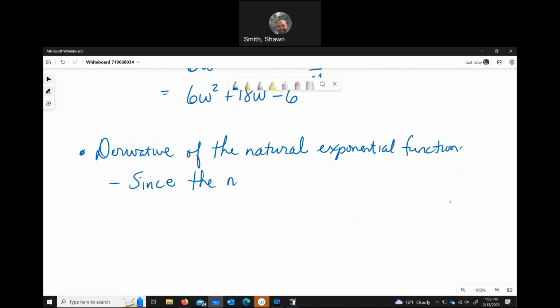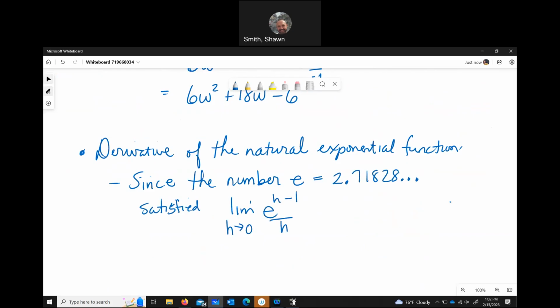All right, the number e is equal to 2.71828... It goes on forever and satisfies the limit as h goes to 0 of (e^h - 1) / h equals 1. This you can verify in the calculator if you wish.